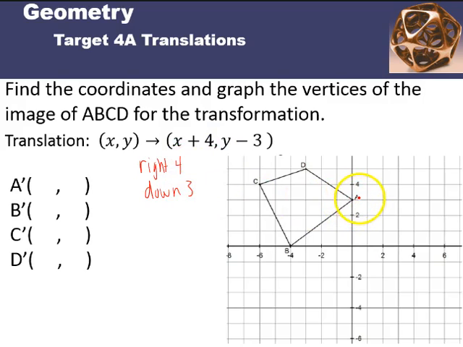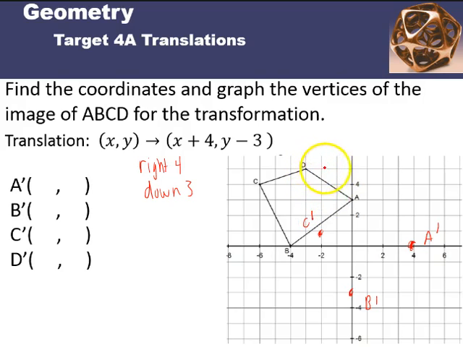So I'm going to start here with A, and I'm going to go right 4, 1, 2, 3, 4, and then down 3. 1, 2, 3. And right here is my new point, A prime. And don't forget to write the prime. Same thing with B. I'm going to go 4 right. 1, 2, 3, 4, and then down 3. 1, 2, 3. And here's B prime. Same thing with C. Right 4. 1, 2, 3, 4, and down 3. 1, 2, 3. So right here is C prime.